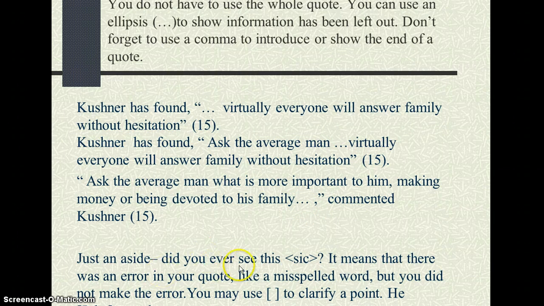Also, as an aside, did you ever see the word SIC? Essentially what it means is that there was an error in the quote that the author made. Maybe a misspelled word, a comma splice, and what you do is you put SIC in square brackets, and that says, yes, I know there's an error, but I didn't make it. The author did.